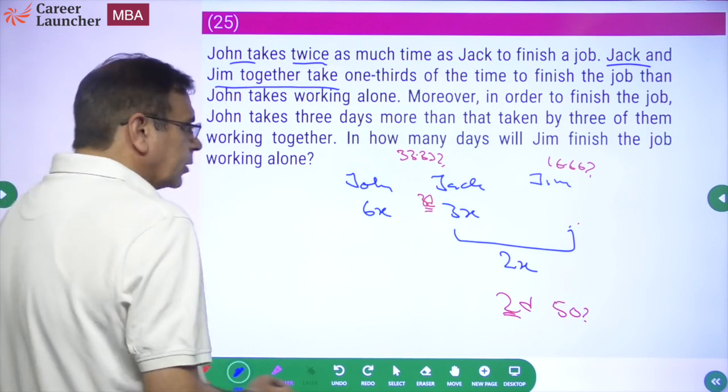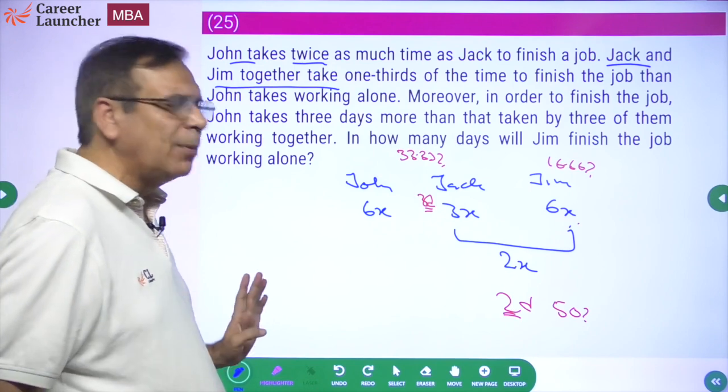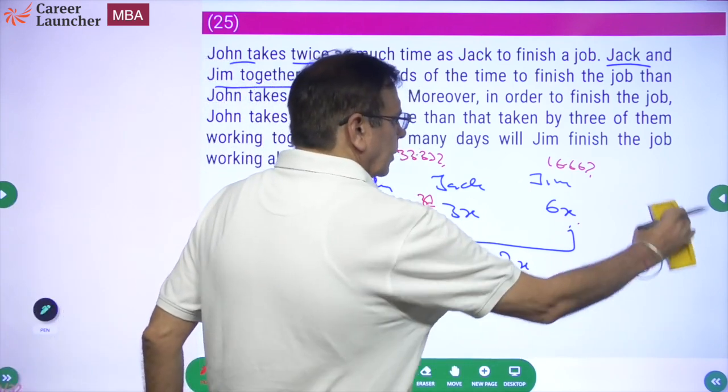Okay, so I hope this is clear. So Jim will do the work in 6x days. John and Jim are brothers. Okay.